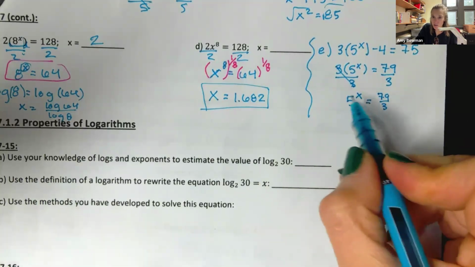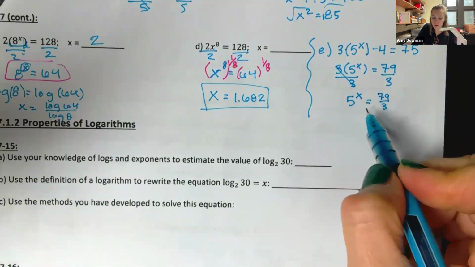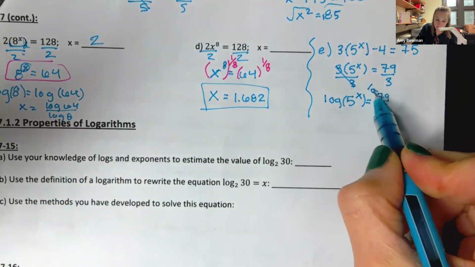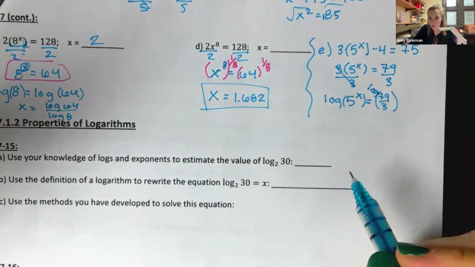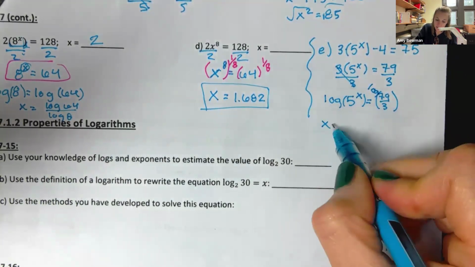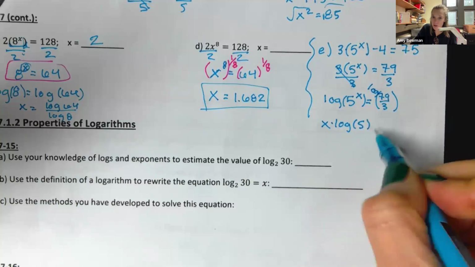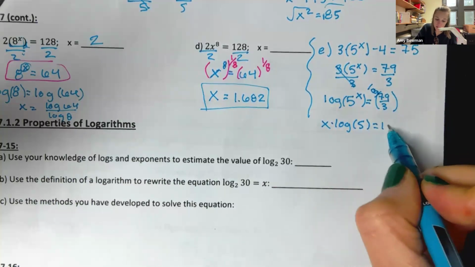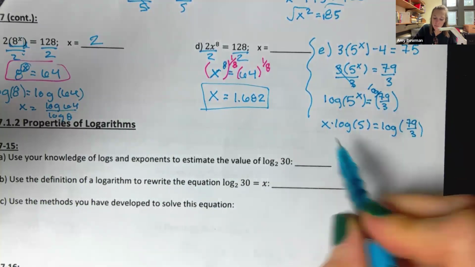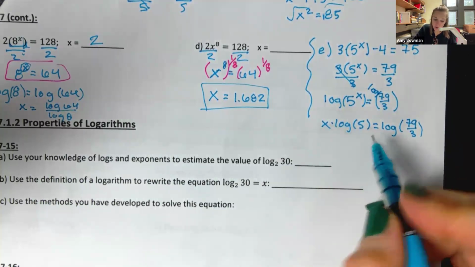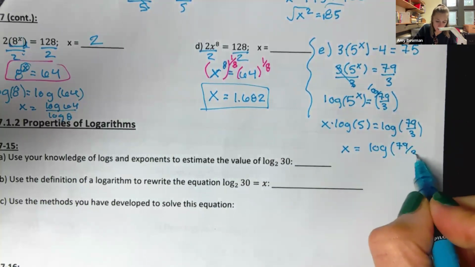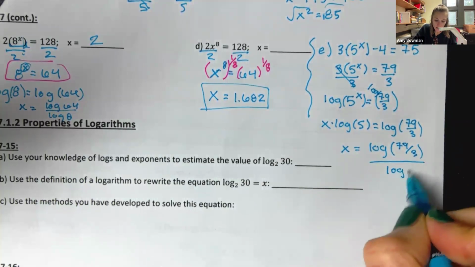Now we're ready to undo 5 being raised to the x by taking the log of both sides. I can take the log of this side as long as I take the log of both sides. When we take the log, the x in 5 raised to the x comes down, and we end up with x times log of 5 equals the log of, again, just leave it as the fraction, 79 thirds. Then we can finally solve for x by dividing by log 5. It's going to be log of 79 thirds divided by log of 5.